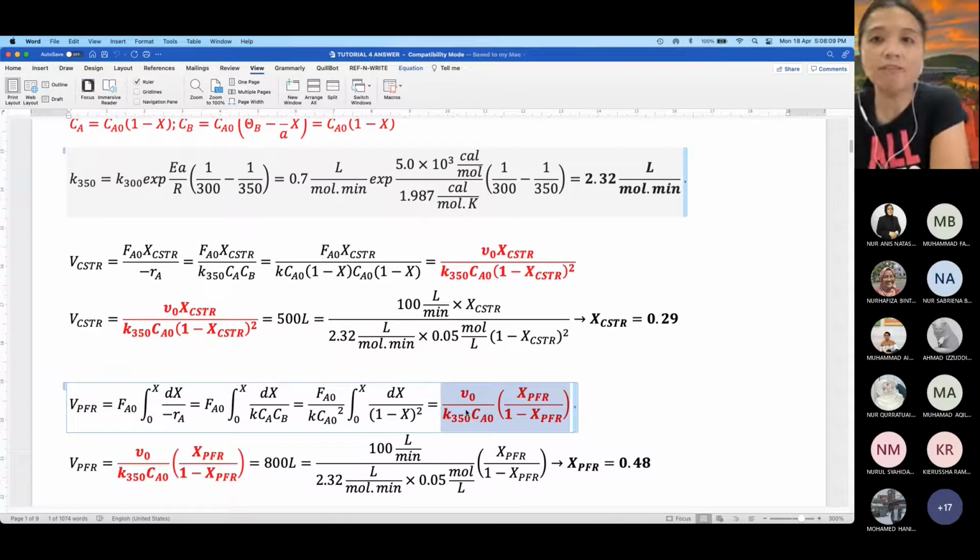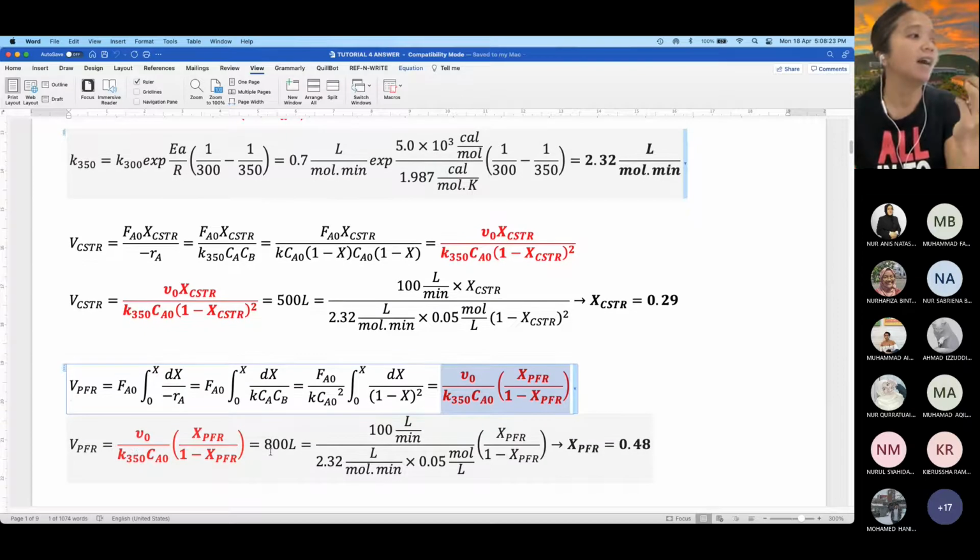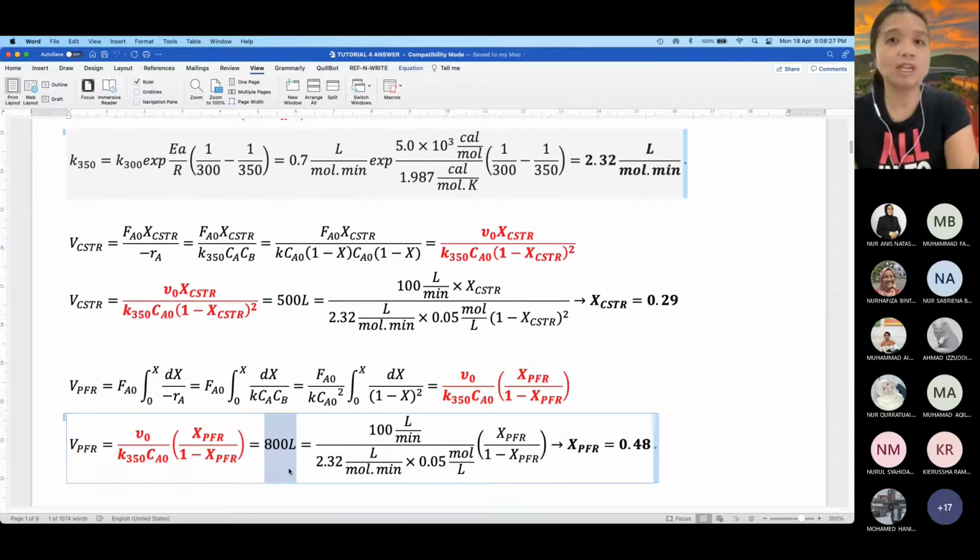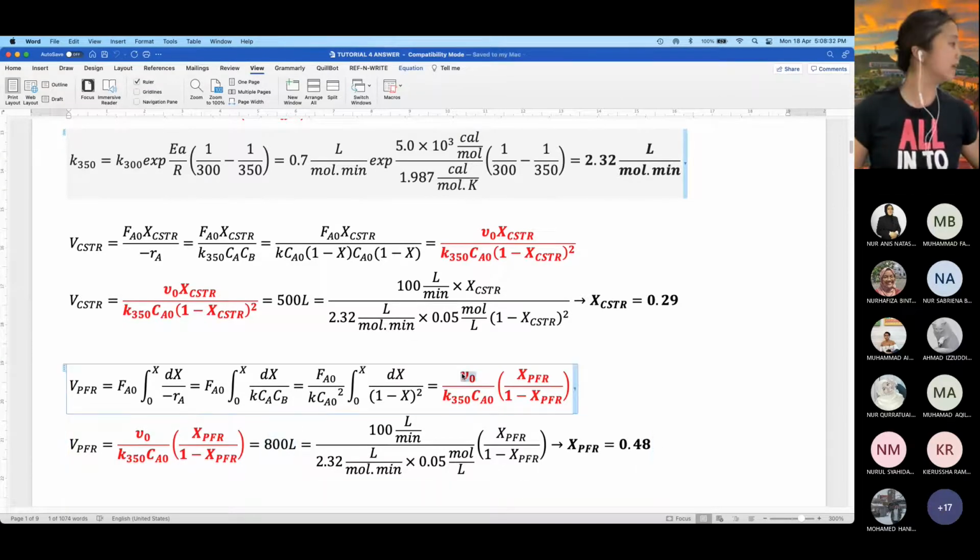Okay, now that you have the equation, so the same concept, we replace with numbers sebab again kita nak cari conversion. The rest tu mestilah diganti dengan nilai. Okay, so on the left hand side, volume of PFR 800 liter given in the question. Okay, right hand side. Alright, first of all, atas dia ada epsilon naught. So epsilon naught is 100 liter per minute. Okay, so 100 liter per minute is your initial volumetric flow rate.